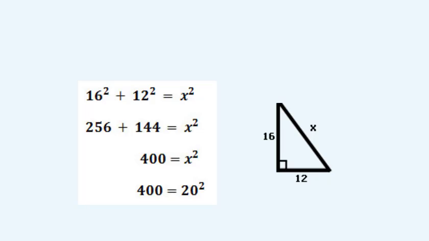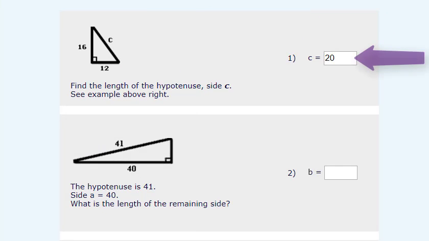16 times 16 equals 256. 12 times 12 is 144. We add those together, it gives us 400. 400 equals x squared. If you were to put in your calculator 400 and then get the square root, it would be 20. So the answer to the question of what is the value of x, or the hypotenuse, would be 20. And that makes sense. When you compare the sides, 20 is very reasonable. We can see the answer is 20 in the first problem.